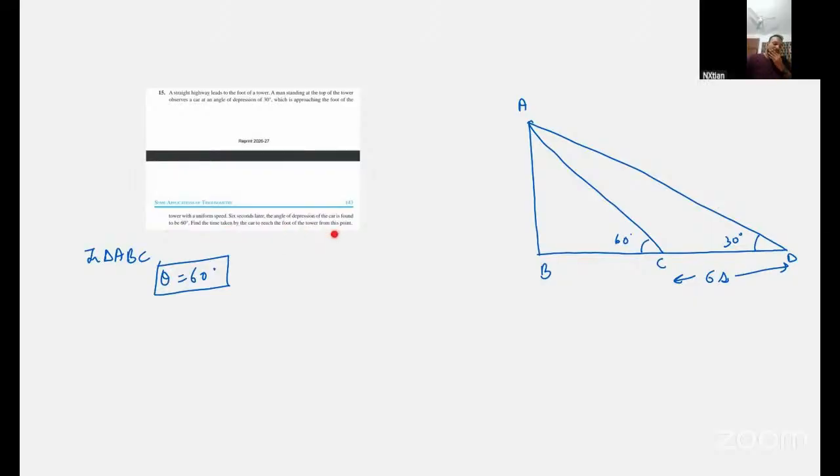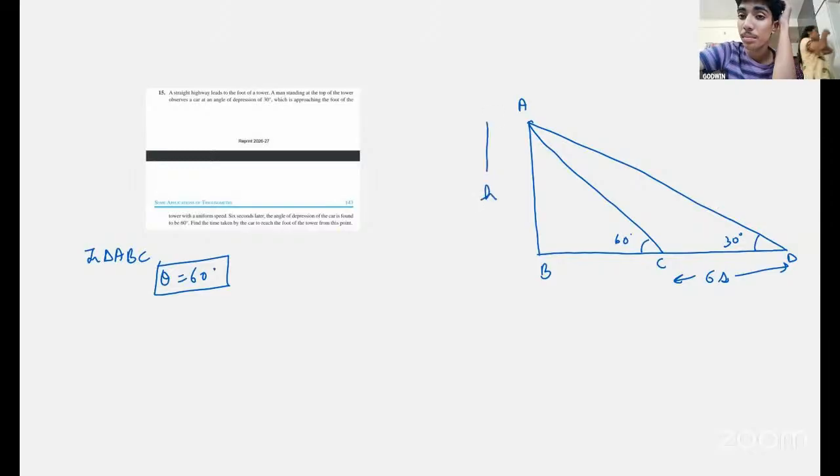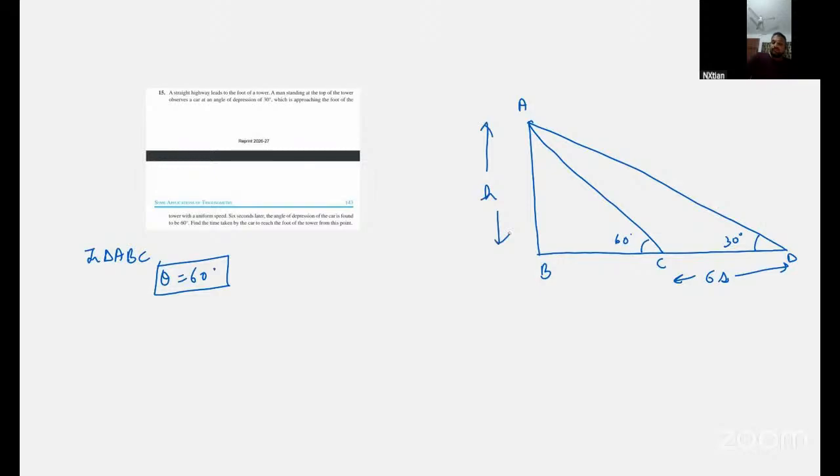Sir, what should we write between C and D? 6 seconds. For example, the car is first found at 30 degrees. Then after 6 seconds, because it is coming towards the tower, it covers some distance and the angle becomes 60 degrees. Do you understand?